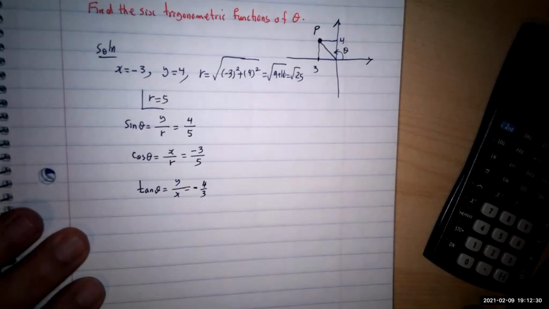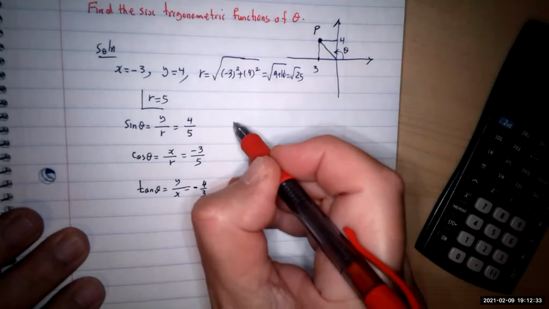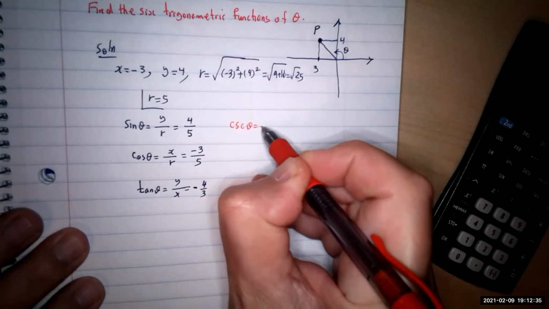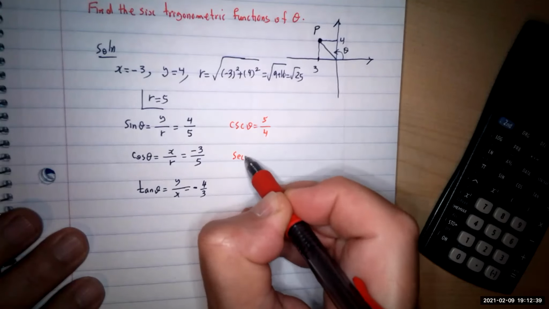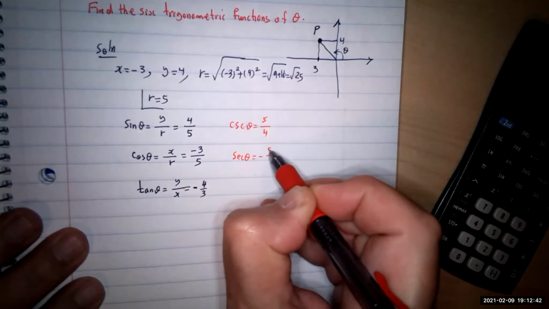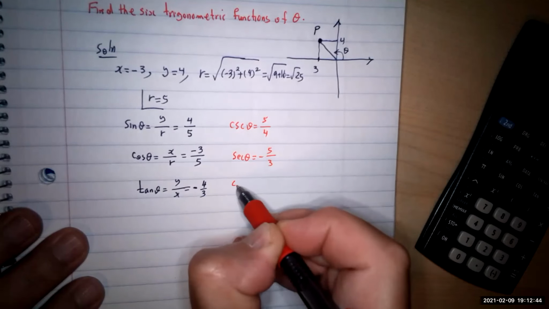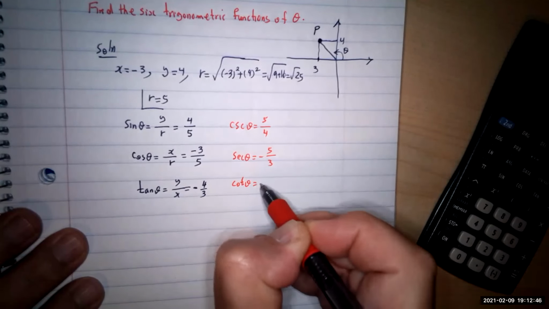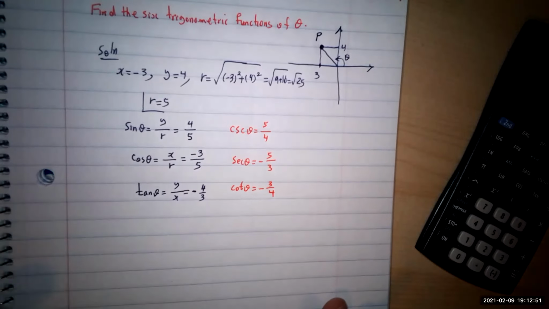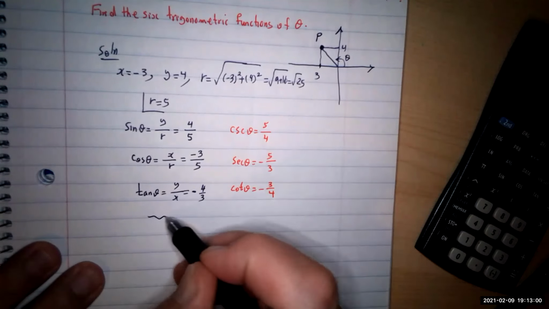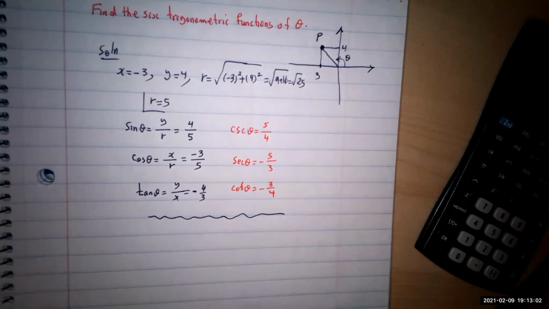And then use the reciprocal to get the other ones. So that's easy. Cosecant of theta is going to be 5/4. The secant of theta is going to be negative 5/3. And the cotangent of theta is going to be negative 3/4. And then you're done. So just use the formula. It's not going to be a big deal. Any question?